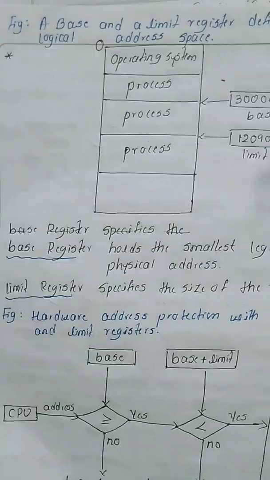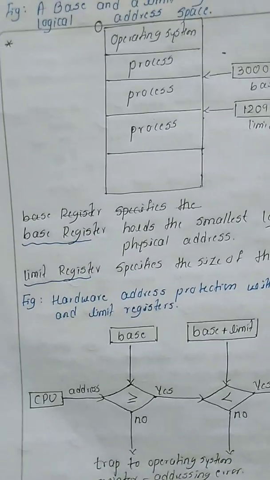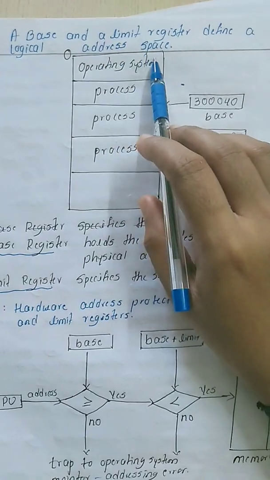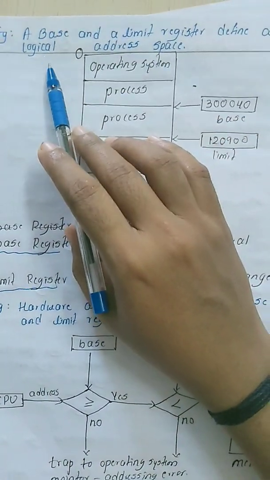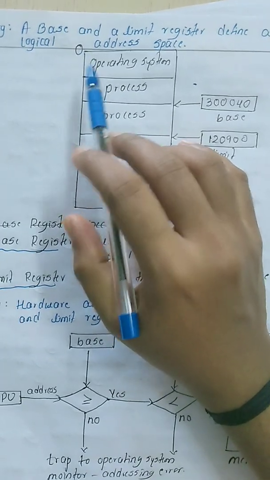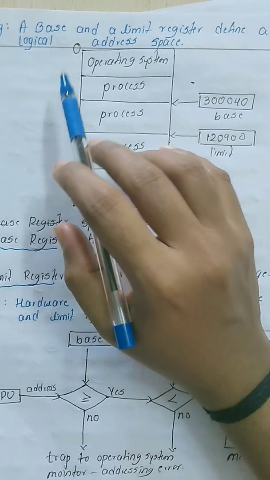You can see this diagram. What is the meaning of base register? The diagram is named base and limit register define a logical address space. Students, a logical address means one generated by the CPU.